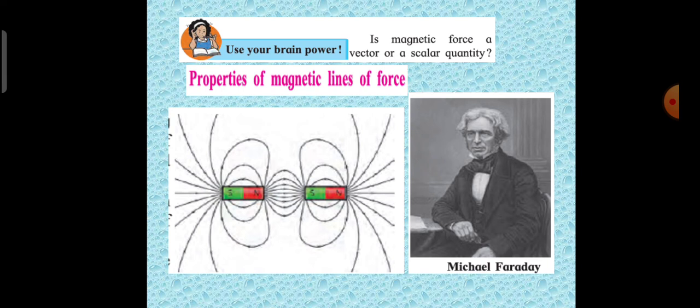Properties of magnetic lines of force. While proposing the concept of lines of force, Michael Faraday argued that if all the observed effects are to be explained satisfactorily, then the lines of force must have certain properties. Now let us discuss the properties of the magnetic lines of force.